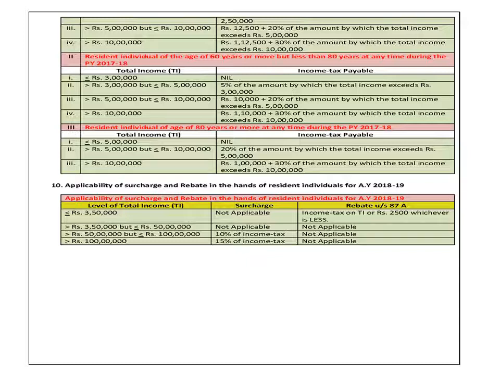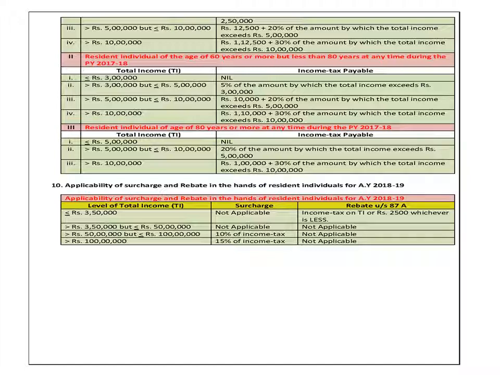Now next we have applicability of surcharge and rebate. For whom surcharge and rebate is applicable. First, when the total income is less than or equal to 3,50,000, then surcharge is not applicable. Rebate is applicable, that is income tax on total income or 2,500, whichever is less. That will be your rebate amount. Only when the total income is less than or equal to 3,50,000, you will have rebate.